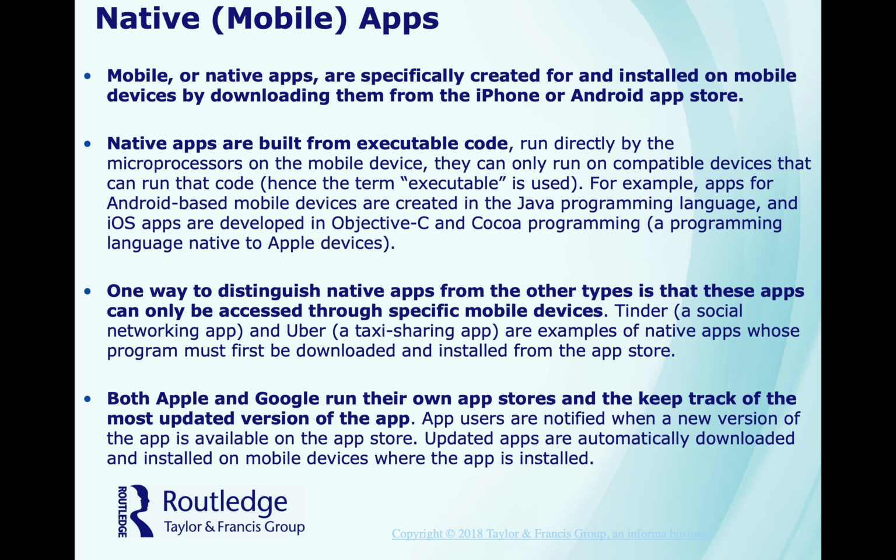Most Apple and Google run their app stores, and they keep track of the most updated versions of the app. So app users are notified when new versions of the app are available in the App Store. Updated apps are automatically downloaded and installed on mobile devices where the app is installed. I'm really bad about updating my apps, and that is probably not the best thing because updates actually improve the processing system for your mobile device. So always update your app.